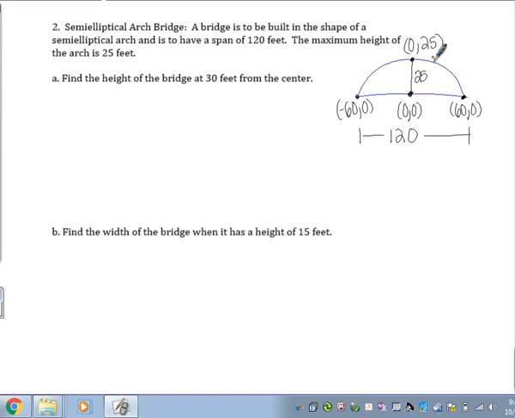Now, A asks us to find the height of the bridge at 30 feet from the center. All right, so let's see what that looks like, and then let's troubleshoot how we're going to set this up. So here's the center. I'm just going to go 30 feet to the right. So about halfway here. So this is 30 on the x, correct? We don't know what it is on the y. So we need to find y.